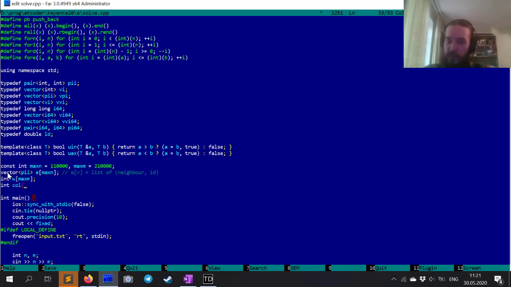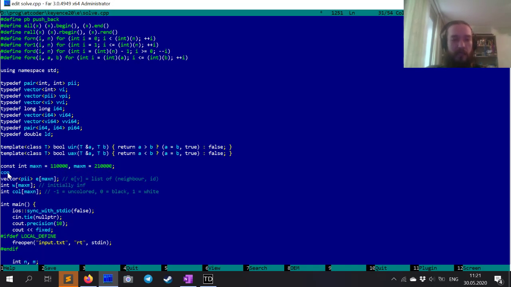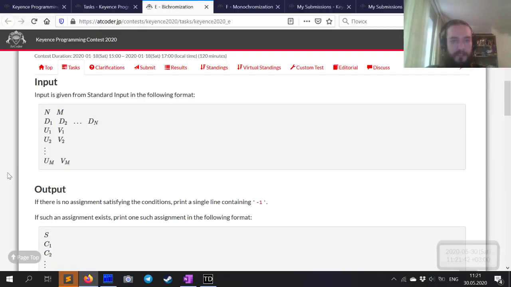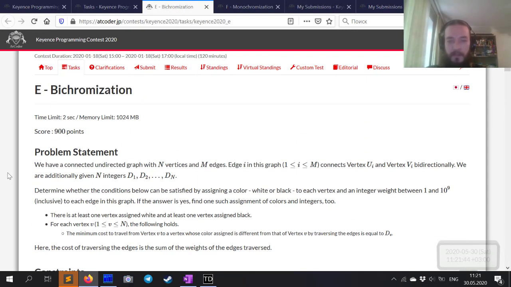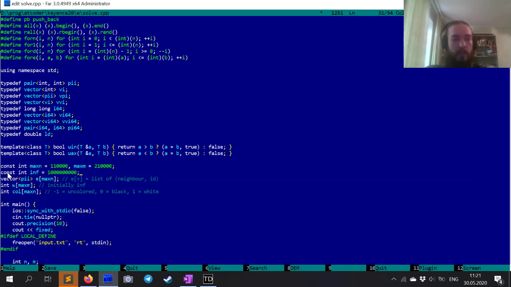What we also need is an array of colors. So let's say that -1 is uncolored, 0 is black, 1 is white. This is initially infinity, and let's say that our infinity is the largest possible weight, and the largest possible weight is, I think, 10 to the 9th. Okay, right. What else do we need?